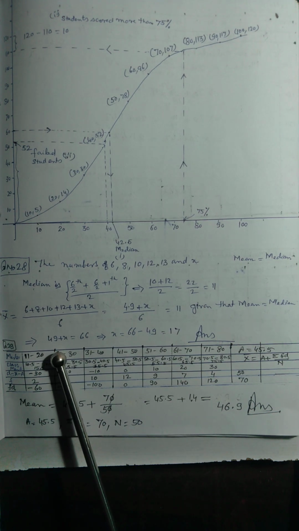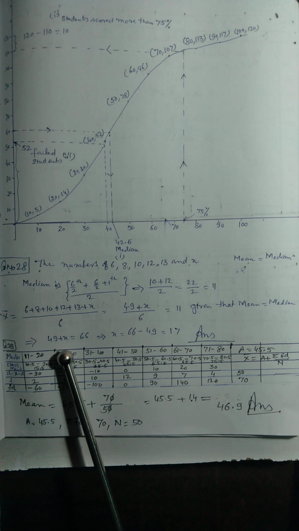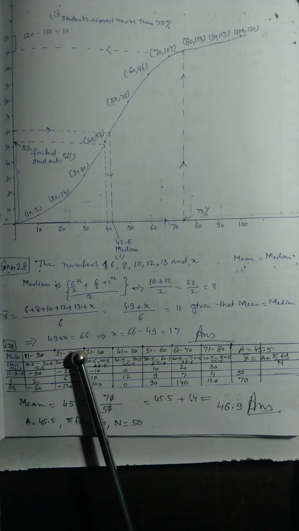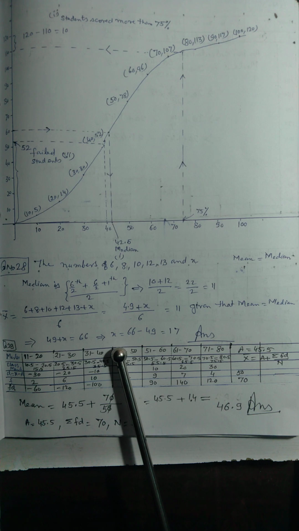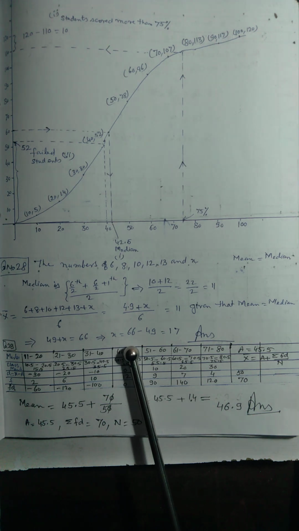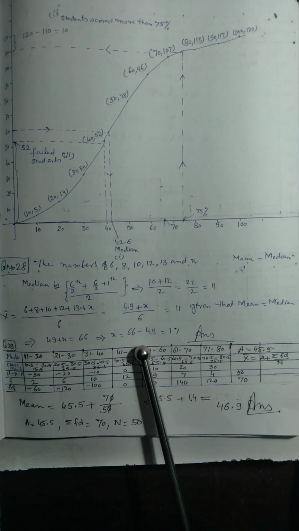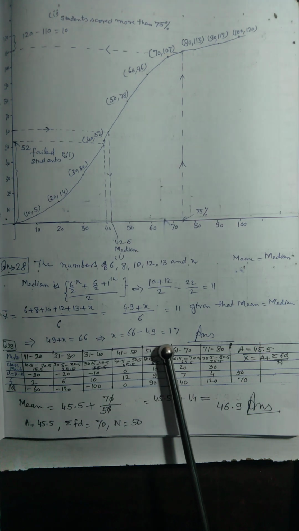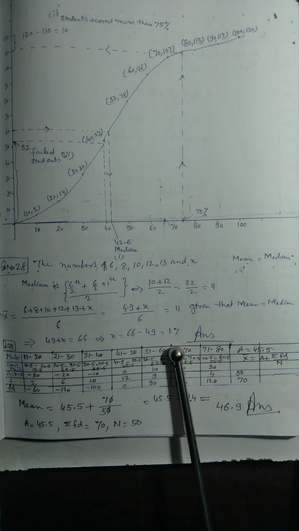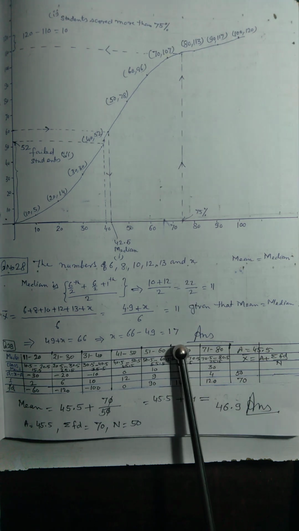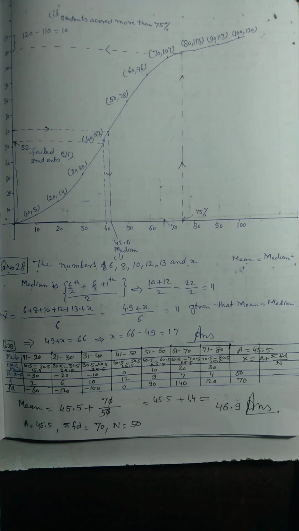So 49 plus x is equal to 66. It will be equal to, x is equal to 66 minus 49, which will be equal to 17. So the value of x will be equal to 17 here. It is 17.